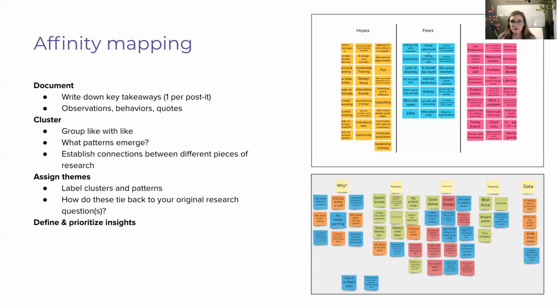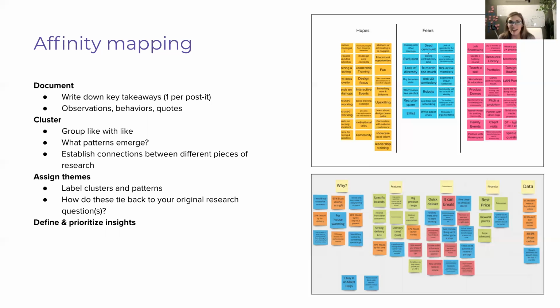Once you've done that and you've started to cluster your different takeaways together, you then can assign some themes. You want to label them. So if you have a big bucket of takeaways that reflect that one of the biggest pain points is, I don't know, booking a flight, you might want to have that as a label for your cluster. And there's no wrong way to do it. It just very much depends on what's important to you, figuring out how this ties back to your original research question and what's most important to get out of this process.